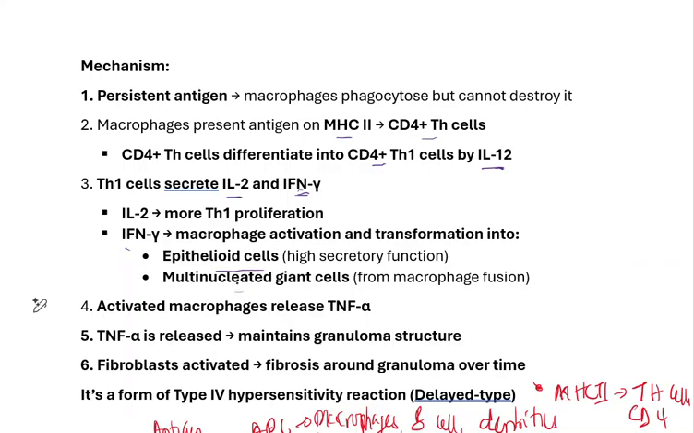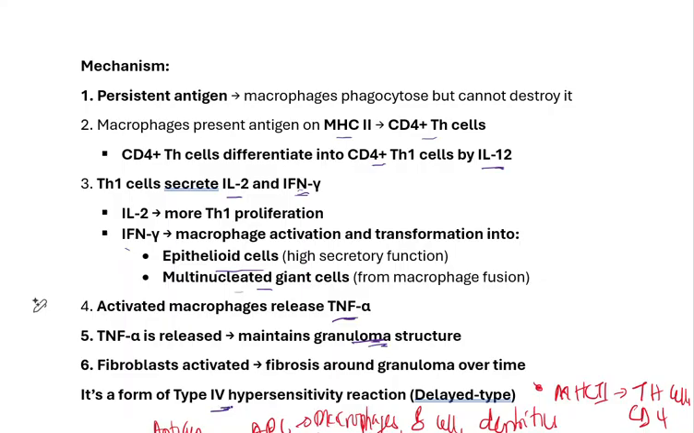And the macrophages can fuse together, and that could lead to multinucleated giant cells. And the activated macrophage releases TNF-alpha, and that's what maintains the granuloma structure. And fibroblasts are activated, which leads to fibrosis around the granuloma over time.